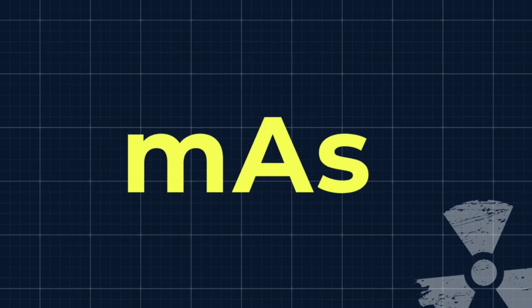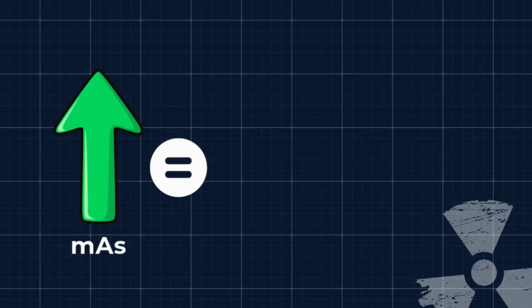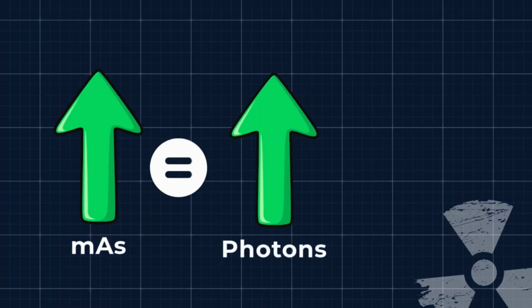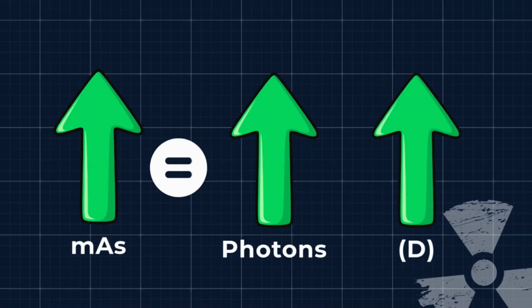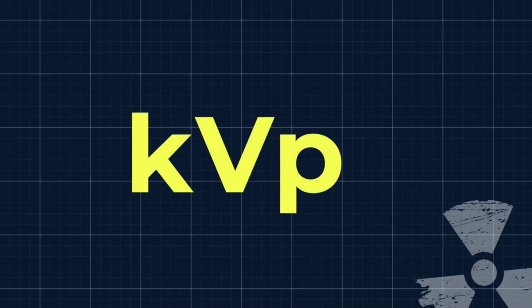We start with mAs. mA, along with exposure time, affects the number of photons produced. If mAs increases and everything else remains the same, more photons are directed toward the patient. More photons create more opportunities for interactions. More interactions can deposit more energy. Therefore, absorbed dose increases.